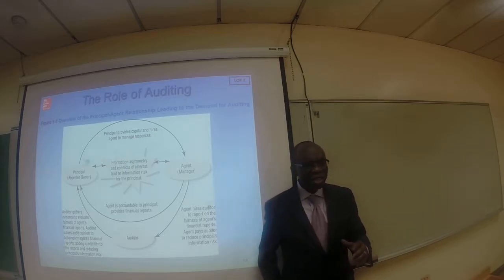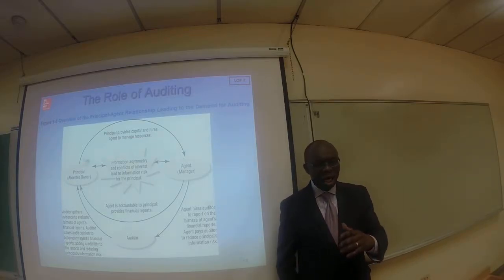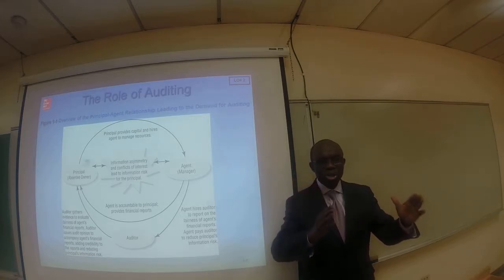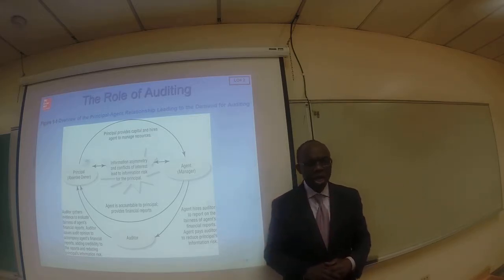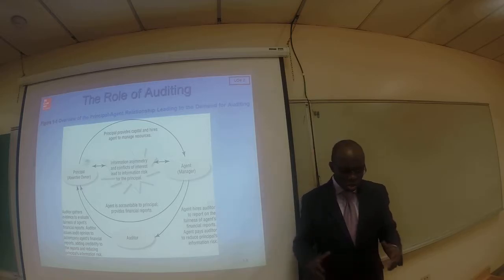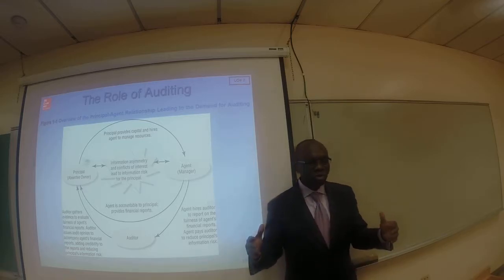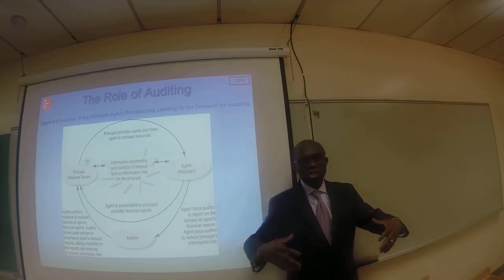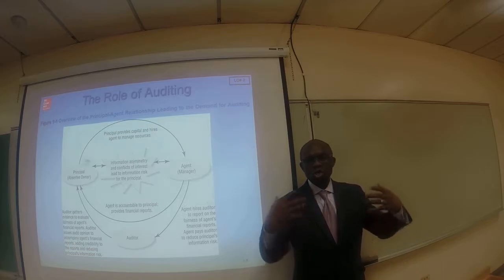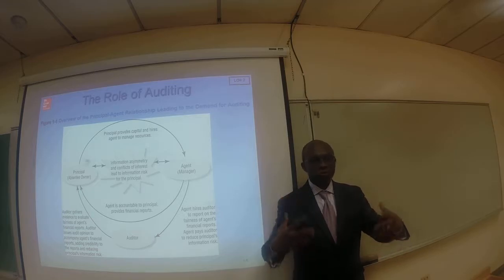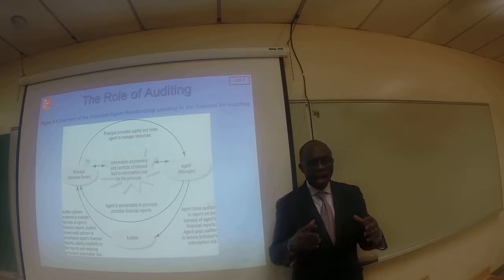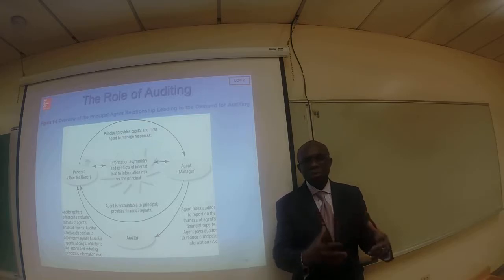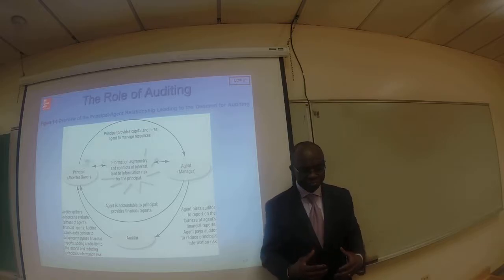Now let's take a look at the role of auditing in connection with the principal-agent relationship, in connection with the demand for auditing. So take a look at this diagram. From the outset, here's what happened. The principal or the owners normally will provide capital, resources, tens and hundreds of millions of dollars and billions of dollars, and they hire the agent to manage these resources on their behalf in the most effective and efficient manner.